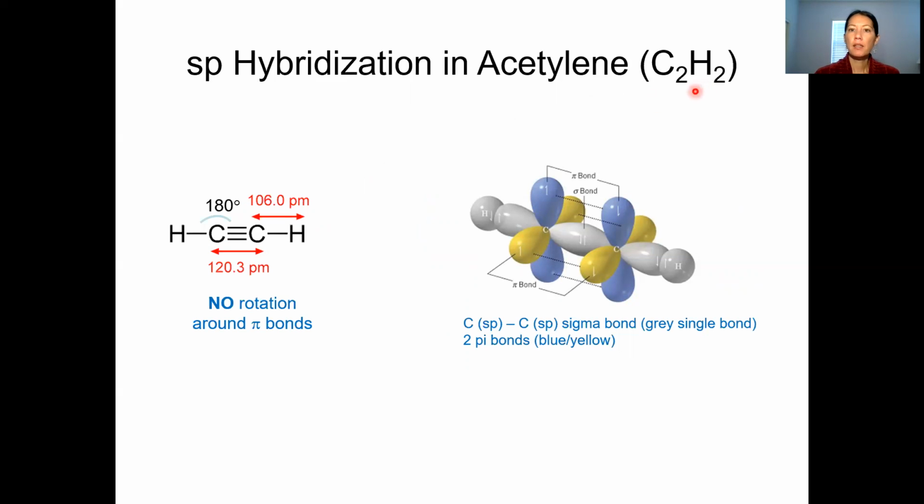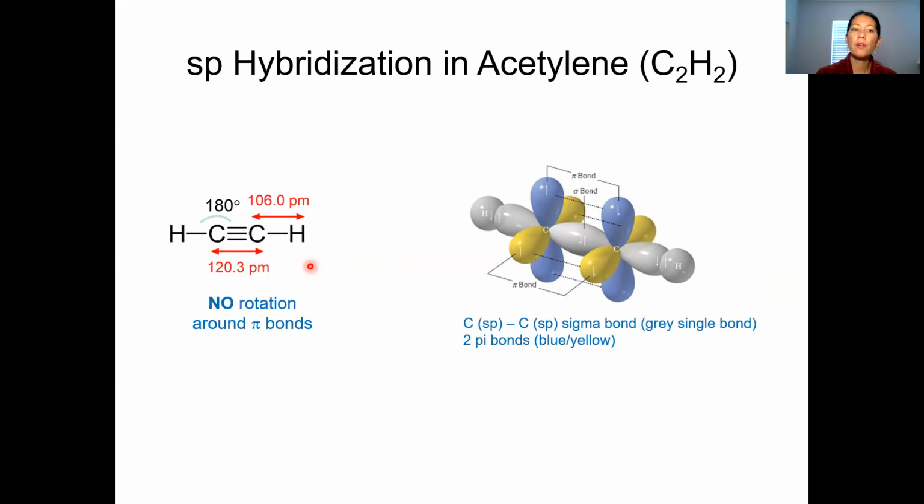In acetylene, this is used in blowtorches because you can burn it at a high temp. It's linear. So this carbon here is sp hybridized, and the other one is as well, and you can have this gray overlap here. This is the sp overlap, and that's your single or sigma bond.